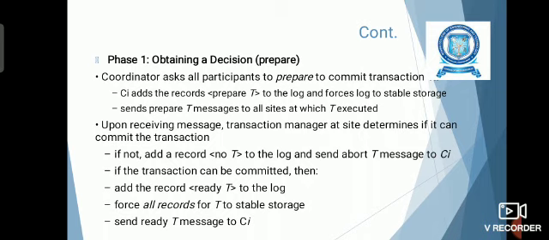Upon receiving the message, the transaction manager at the site determines if it can commit the transaction. If the transaction cannot be committed, it will add a record no T to the log and send an abort T message to CA. If the transaction can be committed, then it adds the record ready T to the log, forces all the records for T to stable storage, and sends a ready T message to the coordinator CA.